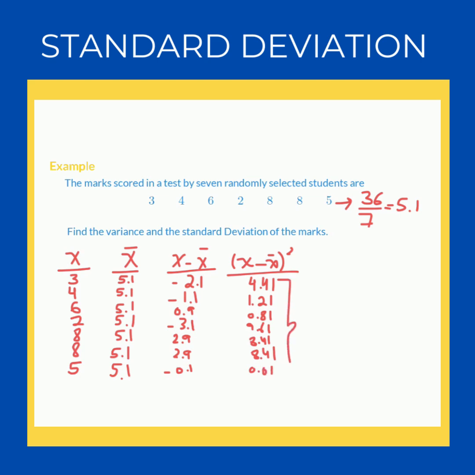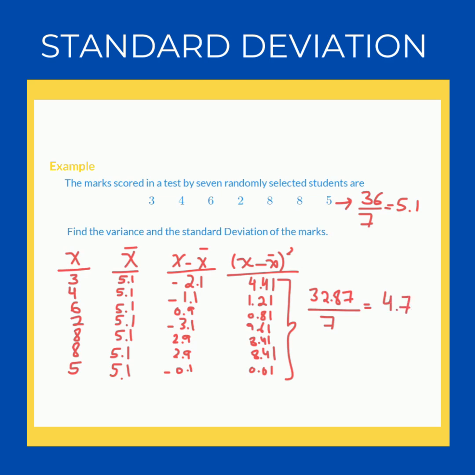So we need to add all these values. So 4.41 plus 1.21 plus 0.81 plus 9.61 plus 8.41 plus 8.41 plus 0.01. So the answer is 32.87 divided by 7, and the answer is 4.7. So this is the variance.